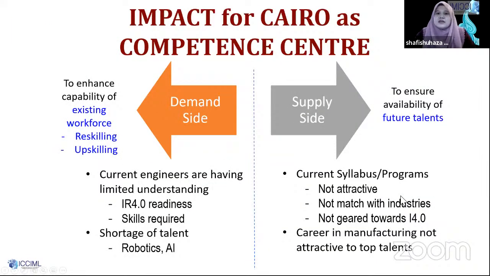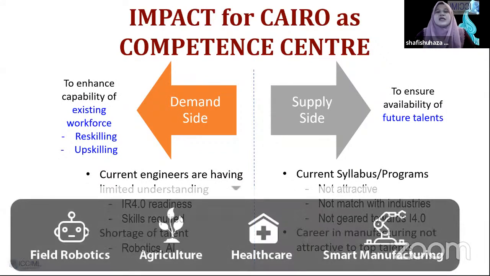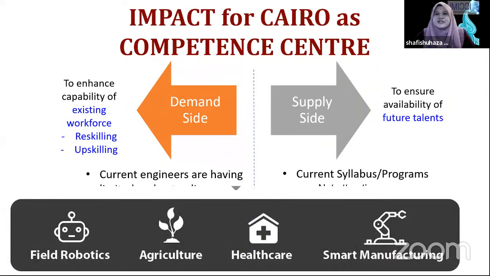All right. So as a competence center, Cairo realized that there are the demand side and the supply side. So we understood the required skills currently involved, those in IR 4.0, as well as in robotics and AI. Currently there is a lack in supply of these talents. So Cairo is here to fill up this gap, using all the applications of the research that we've done.